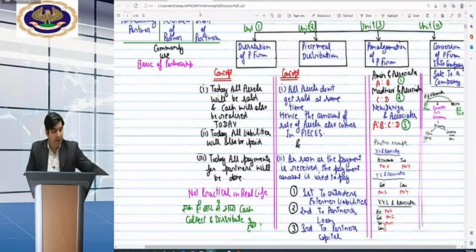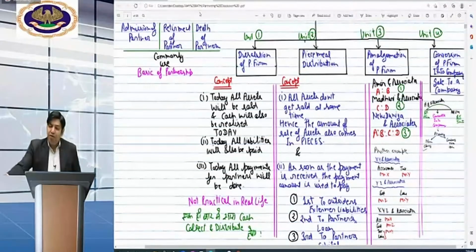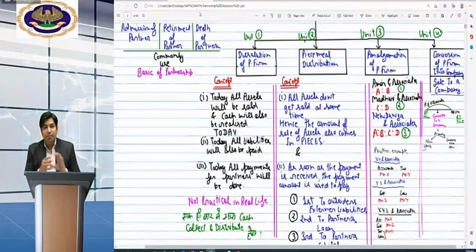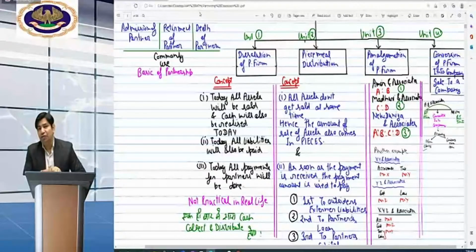Okay, beta. After that, we move to the basic theme of Unit 3. In Unit 3, we will learn the accounting when 2 or more old firms are merged into a new firm. It is called amalgamation of partnership firms, in which the old firms lose their existence and a new firm is created. How the accounting is done in the books of the old firms and in the books of the new amalgamated firm.